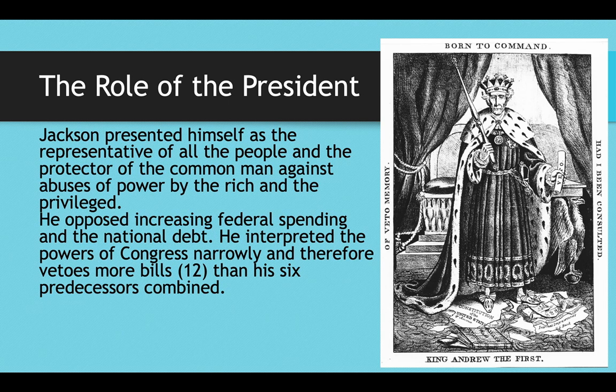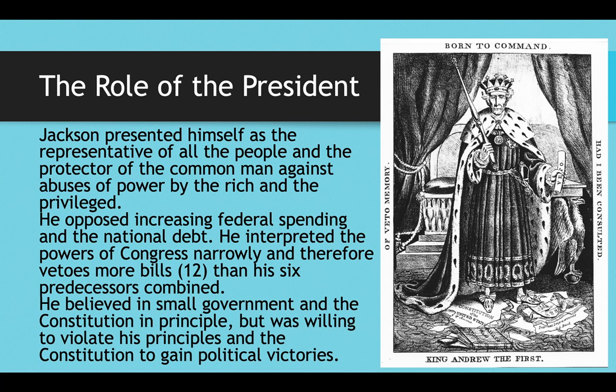He interpreted the powers of Congress very narrowly, and because of that, he vetoed more bills than all of his 6 predecessors combined. He vetoed 12 bills because he did not believe that Congress had the right to make so many laws. He believed in small government and the Constitution in principle. However, he was willing to violate these principles and the Constitution in order to gain political victories. So it was all about whether or not his interests were being served.